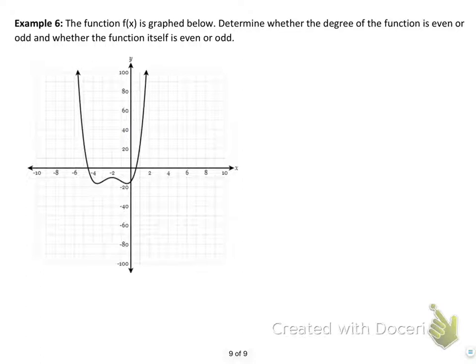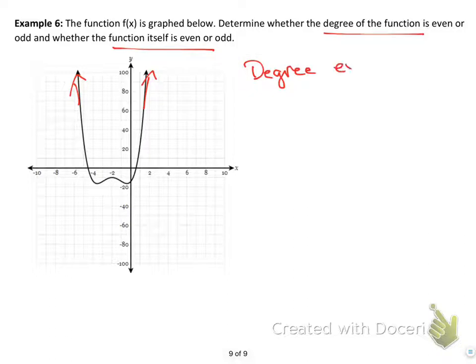For a graph, first it asks, is the degree of the function even or odd? And is the function itself even or odd? So just looking at the equation, the degree, remember, if it's an even exponent, then it goes in the same direction. If it's odd, it goes in the opposite direction. Well, these go in the same direction. So the degree is even. In fact, let's say if it's positive or negative. It is positive because it's opening up. If it's opening down, it's negative.